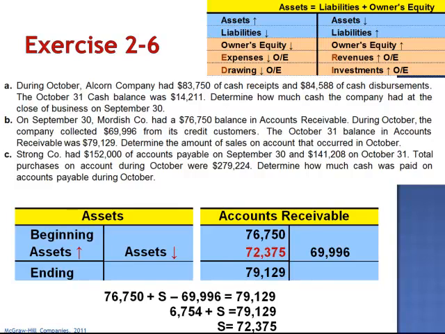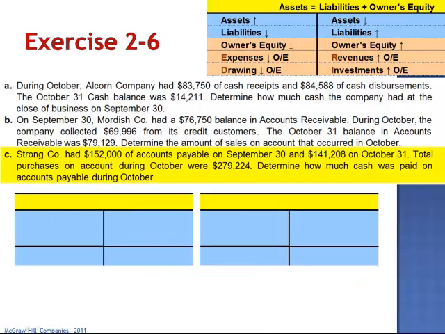Remember that accounts receivable is the amount owed to us by our credit customers. We debit accounts receivable when we start billing our customers, as we have here for the new sales on account, and we credit accounts receivable when we stop billing our customers, when they pay us the $69,996.